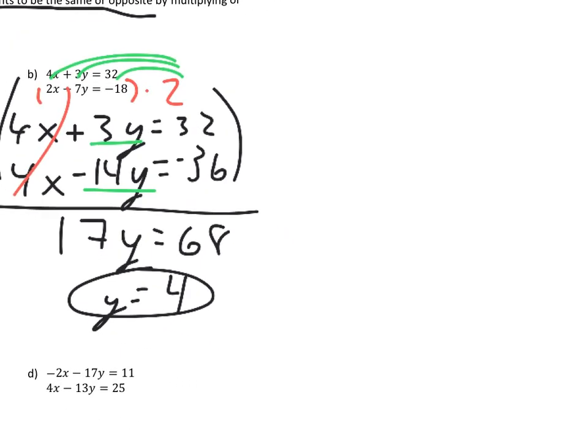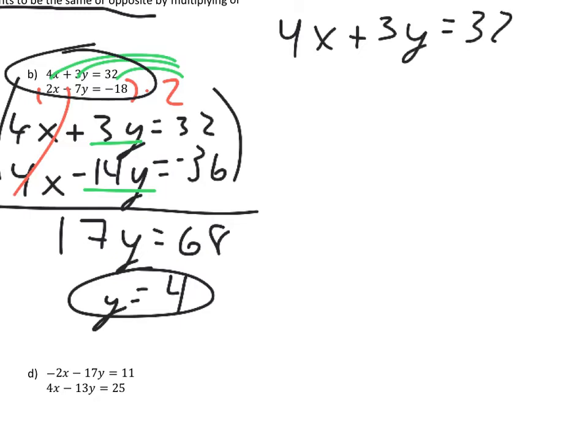Okay, so B. I now know y. I need to go back to the original equations, nothing that I modified, and pick which one looks easier to me. It doesn't really matter, so just pick which one you like more. I'm just going to pick the first one: 4x plus 3y equals 32. Now I believe that y is 4, so instead of y, I'm going to plug in 4. And then I'm going to solve this 7th grade math problem.